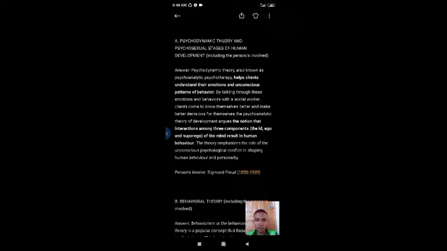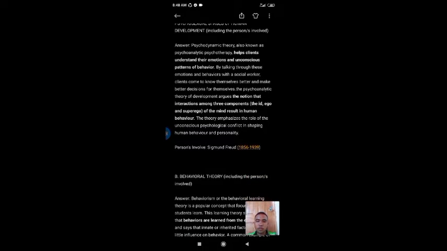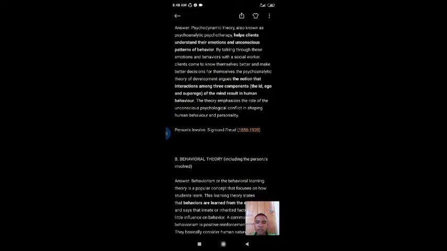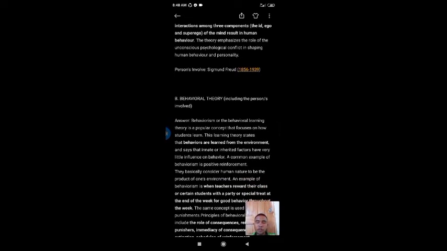The psychoanalytic theory of development argues that the interaction among three components, the id, ego, and superego of the mind, results in human behavior. The theory emphasizes the role of unconscious psychological conflict in shaping human behavior and personality. The person involved is Sigmund Freud, 1856-1939. So the letter B of this number 2 is behavioral theory.